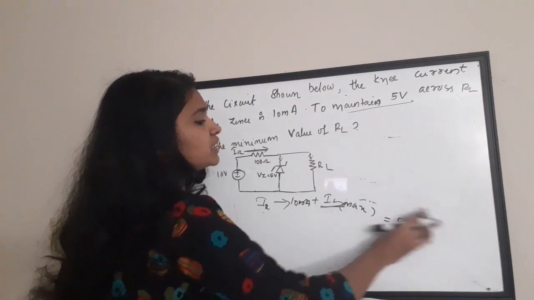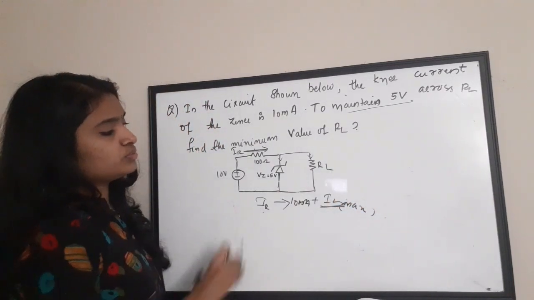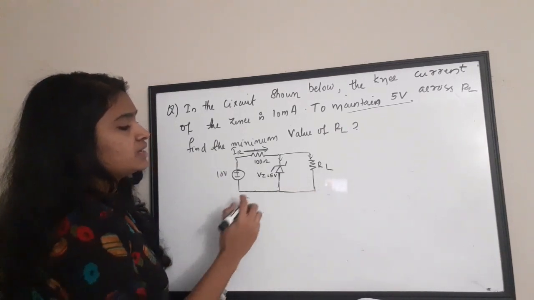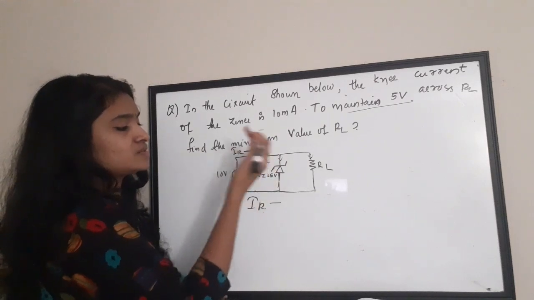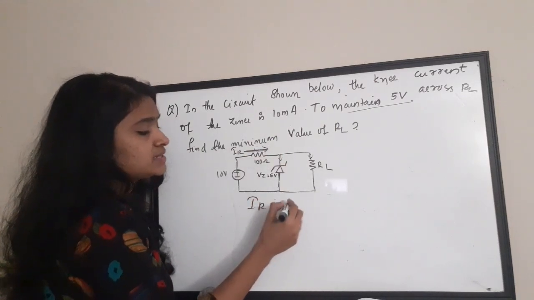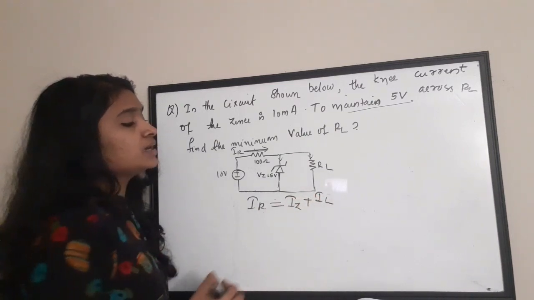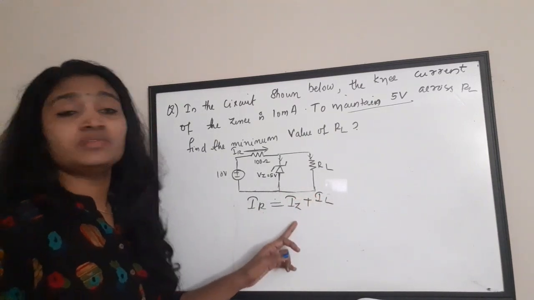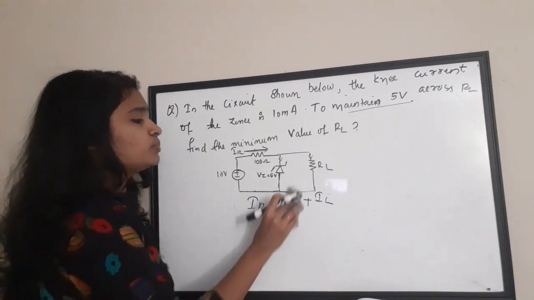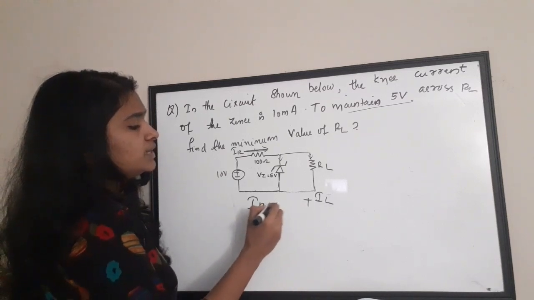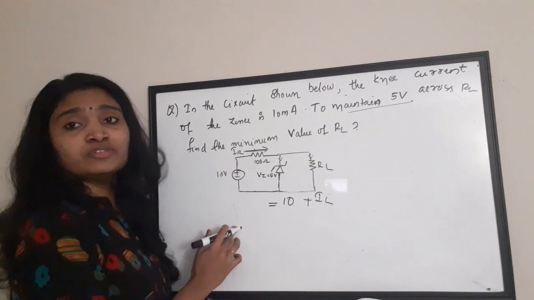Again, we were talking about the current equation, right? What was the current equation? I'll write it once again here. The current IR, which is flowing through this resistor, is getting split as IZ plus IL. I've said that IZ will be minimum, 10 milliampere is required. Otherwise, the diode won't operate properly. So, IR is equal to 10 plus IL.